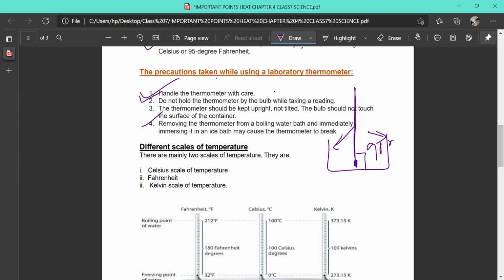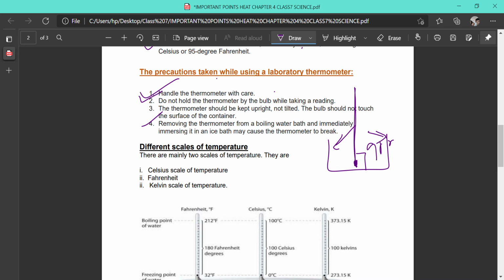Fourth one is that removing the thermometer from the boiling water bath and immediately immersing it in an ice bath may cause the thermometer to break. So we should not put the thermometer immediately into the ice bath, because the abrupt expansion and contraction may break the glass bulb and the thermometer may get damaged. So we should prevent putting it into an ice bath.